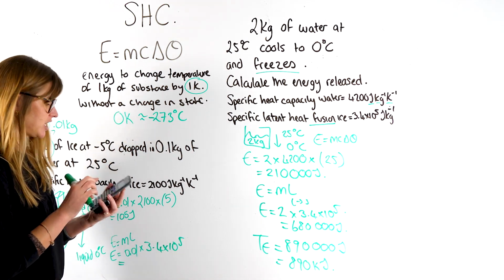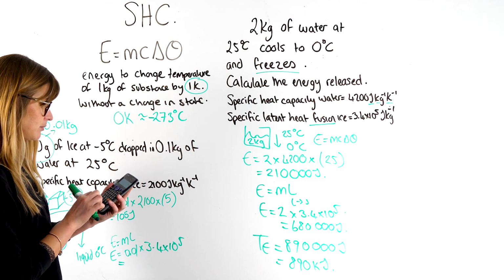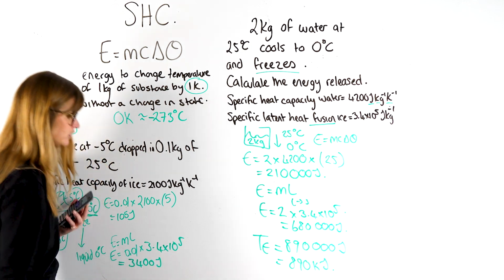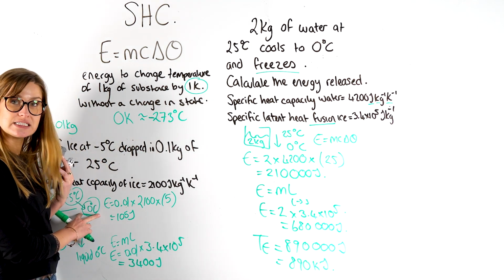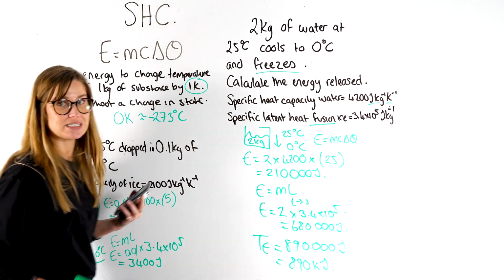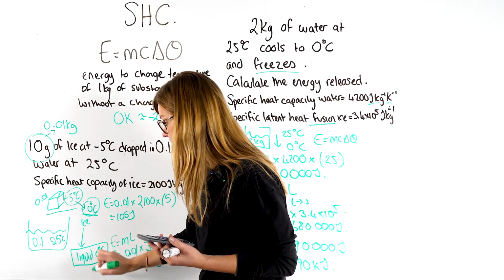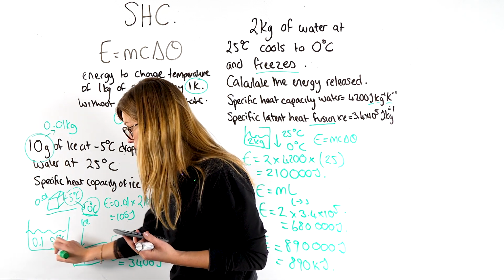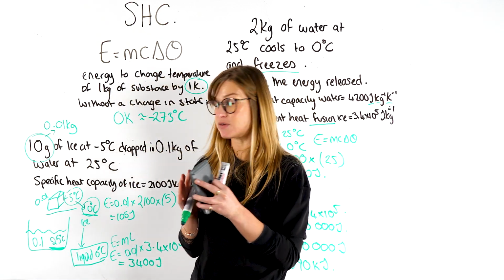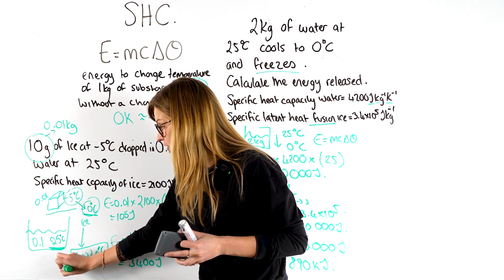So we can find that energy to change state, which is 0.01 multiplied by 3.4 times 10 to the power 5, to give us 3,400 joules. So that's the energy to change state from 0 degrees Celsius ice into 0 degrees liquid. So now we have liquid at 0 degrees Celsius and a liquid at 25 degrees Celsius. What's going to happen now is those are going to come into thermal equilibrium with each other, so my liquid at 0 degrees Celsius is going to start to increase in temperature.